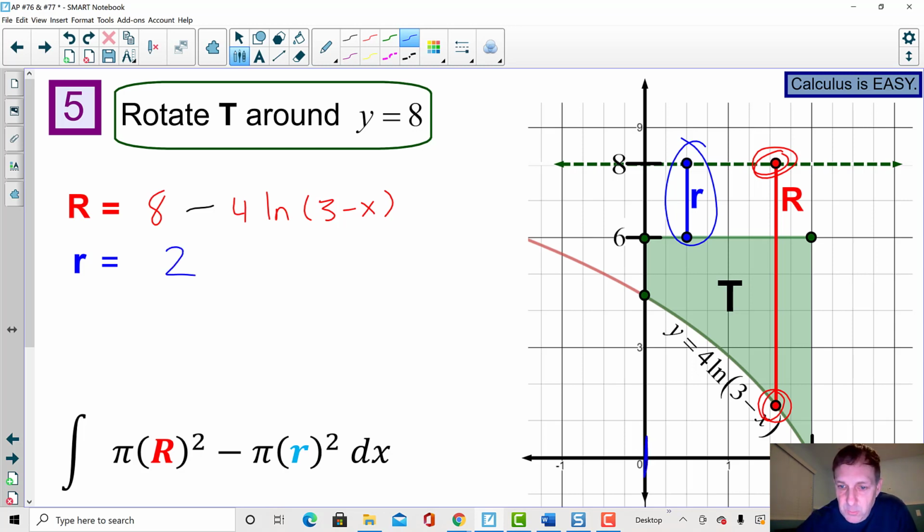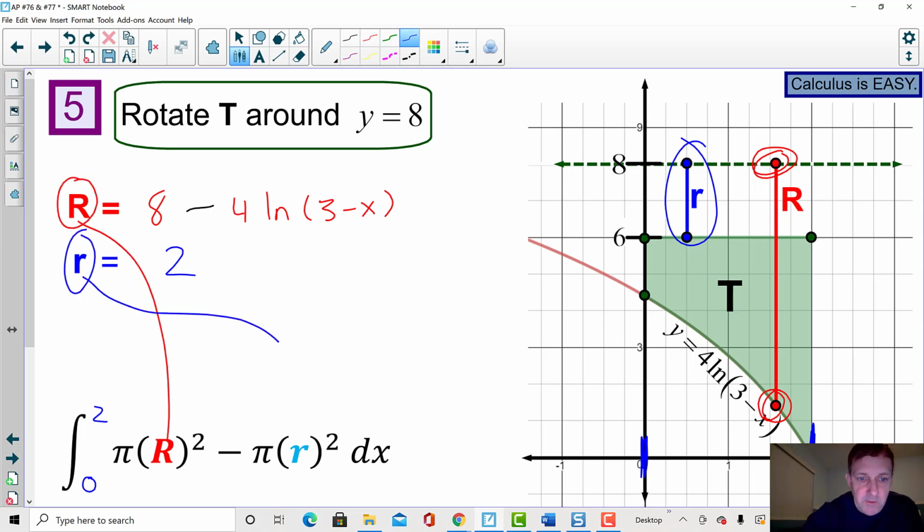We are going from x equals 0 to x equals 2. So our bounds are going to go from 0 to 2. And then we're pretty much done. This is an easy one. Don't forget to plug in the big R, and don't forget to plug in the little r. Let's have a look at number 6.